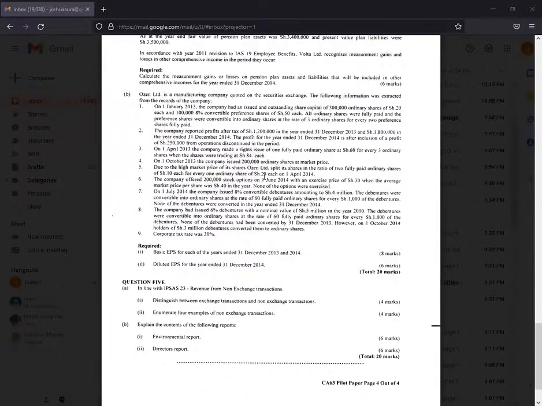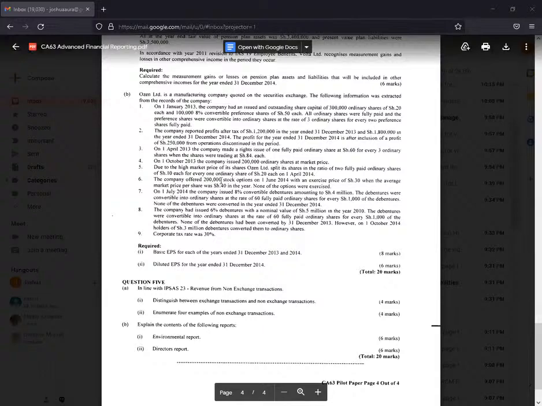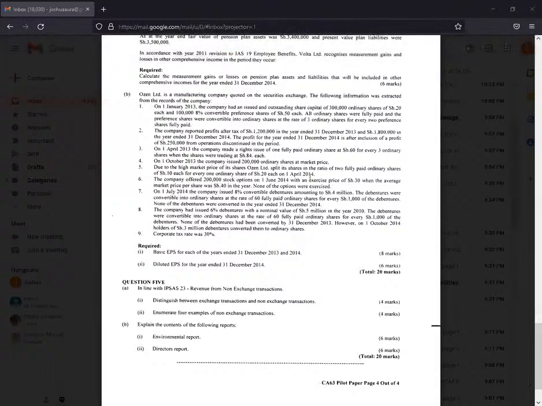So due to the high market price of its shares, CKC Limited split its shares in the ratio of 2 fully paid ordinary shares of shillings 10 each for every 1 ordinary share of shillings 20 each on 1st April 2014.